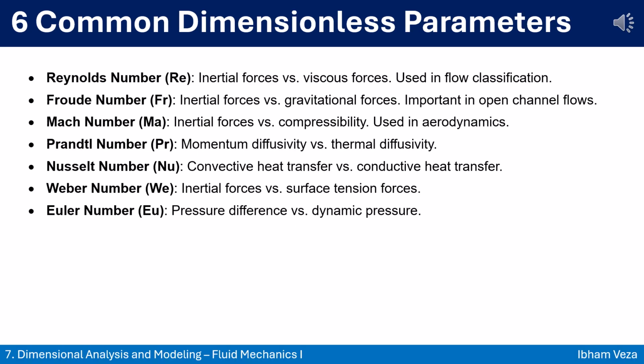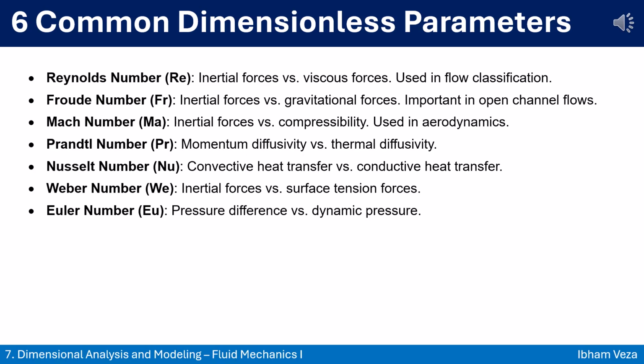6. Focus on the most useful dimensionless numbers. Dimensionless numbers simplify engineering by comparing forces and effects without worrying about units. Think of them as shortcuts to understanding complex systems. Start with the essentials. Reynolds number, Re. Inertia versus viscosity, used everywhere in flow analysis. Froude number, Fr. Inertia versus gravity, essential for open channel flows. Mach number, Ma. Inertia versus compressibility, key in aerodynamics.